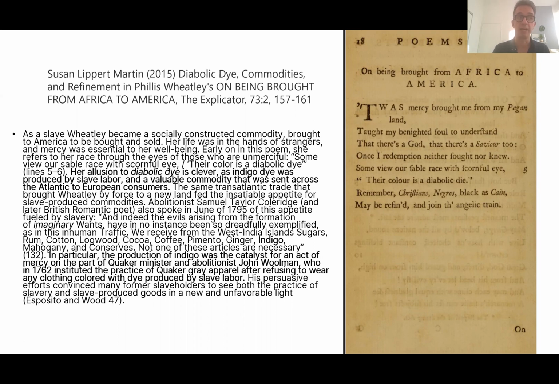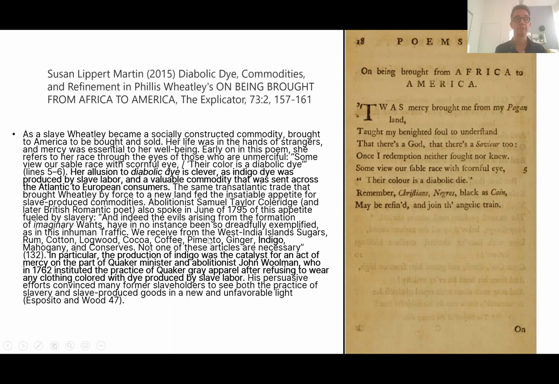Well, the most common dye, perhaps in this period, is indigo. And this allows Lippert Martin to say, her allusion to diabolic dye is clever, as indigo dye was produced by slave labor and a valuable commodity that was sent across the Atlantic to European consumers. In particular, the promotion of indigo was the catalyst for an act of mercy on the part of Quaker minister and abolitionist John Woolman, who in 1762 instituted the practice of Quaker gray apparel after refusing to wear any clothing colored with dye produced by slave labor.